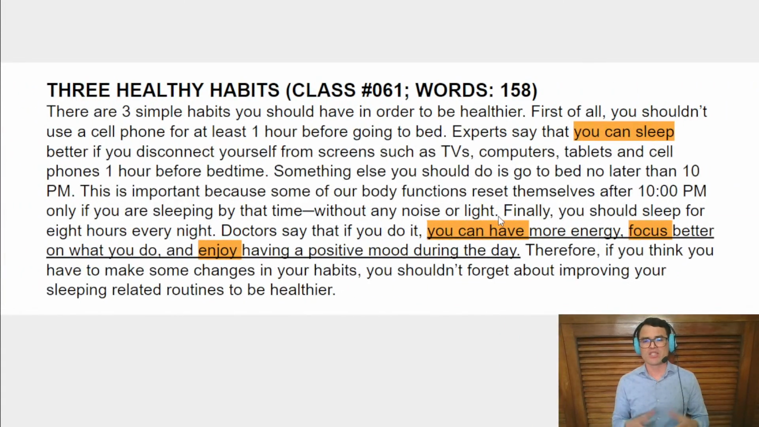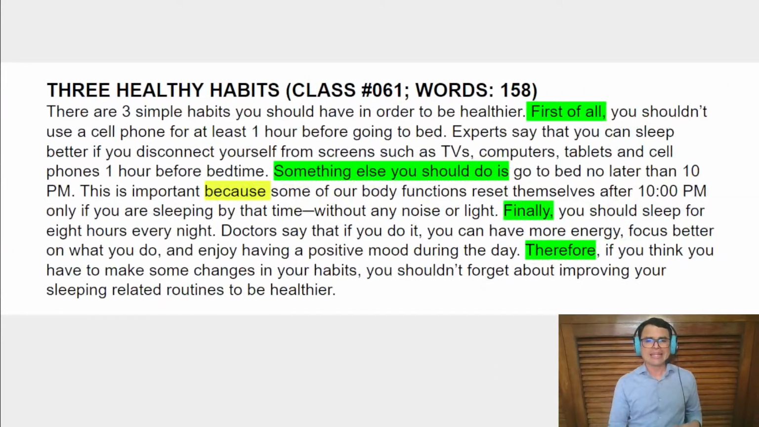And we have examples of another modal, which is can. We use can to talk about possibility. We can use it also to express ability, but in this case, it is about possibility. You can sleep, you can have, you can focus, you can enjoy. Subject you, modal verb can, and your verb sleep in base form. 1, 2, 3. All right?